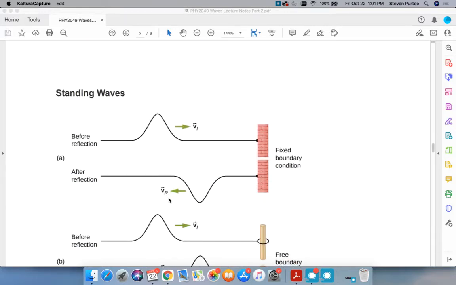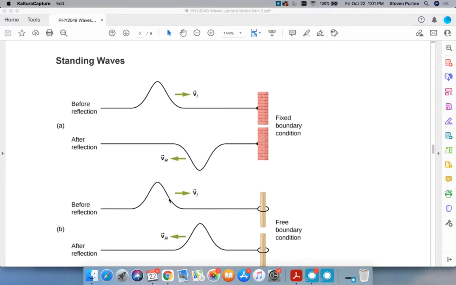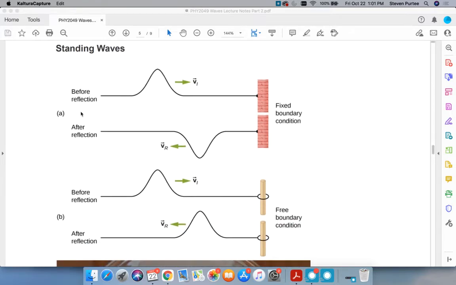Okay, standing waves, our last topic here in this lecture. This is kind of interesting, but it's not a big deal here. If I've got, say, a string attached to a brick wall here, and I give it a little whip so that one little peak travels down and hits the wall, well, that is going to stretch out my string here at the end, and that's going to bounce back, but it's going to come back inverted.